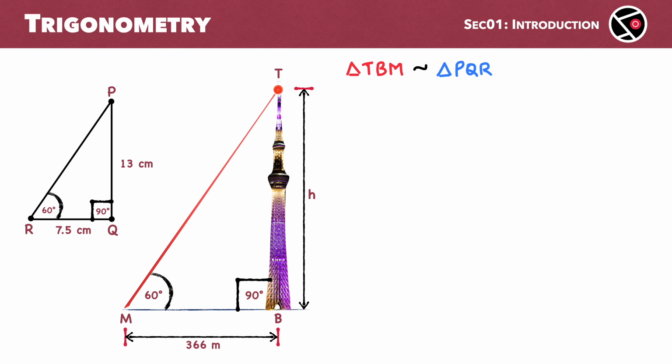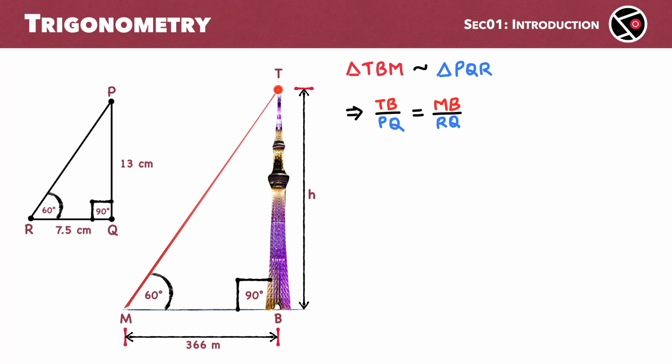Now, for similar triangles, the ratio of corresponding sides is equal. So, for these two similar triangles, we have TB by PQ equals MB by RQ. But wait, how did we figure out which sides are corresponding? It's actually pretty simple. Just look for the sides that are opposite to the same angle in both the triangles.